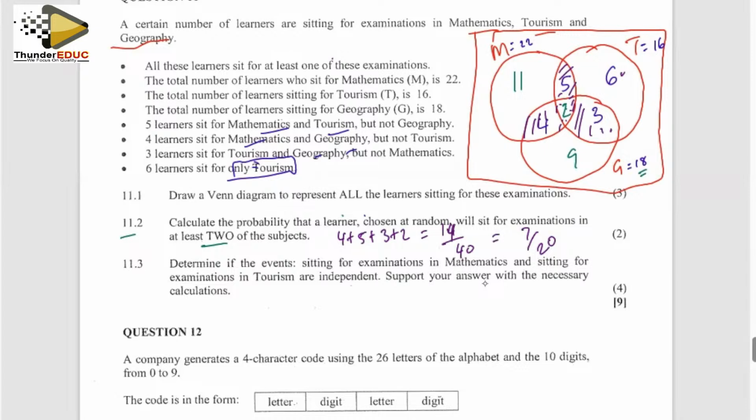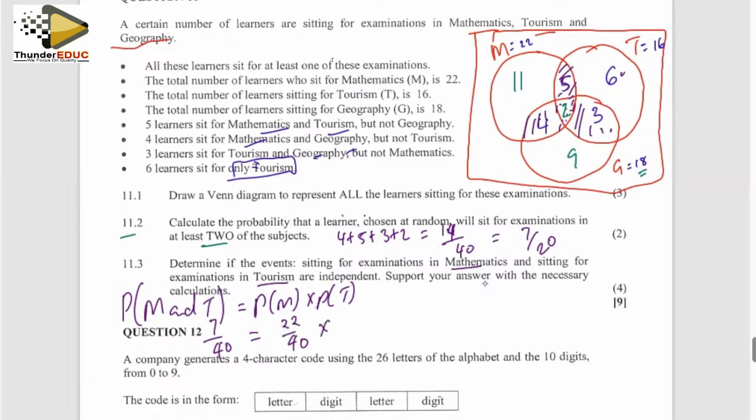11.3, determine if the events sitting examinations in maths and sitting examination in tourism are independent. So the rule for this is that the probability of maths and tourism should be equal to the probability of maths times the probability of tourism. So how many learners are doing maths and tourism? We have the 5 plus the 2, which gives us 7 over 40. Then how many are doing maths altogether? They are 22 over 40. How many are doing tourism? They are 16 over 40.